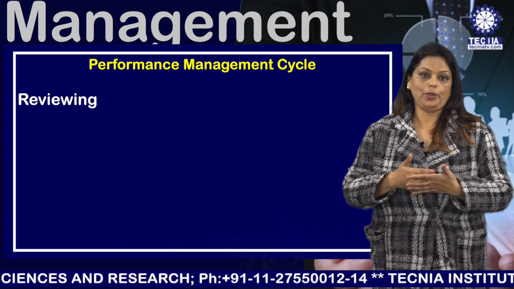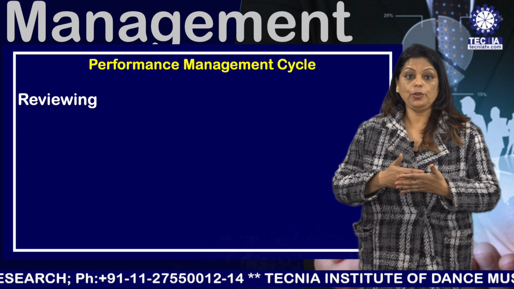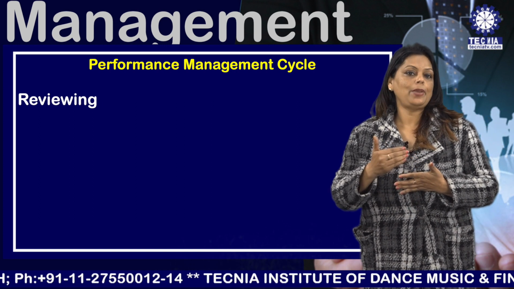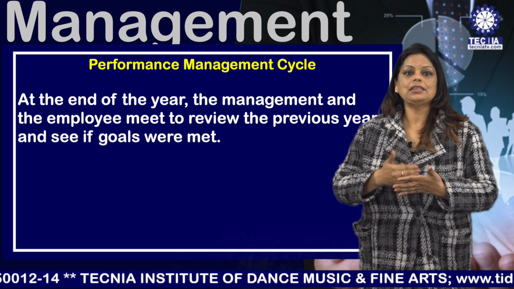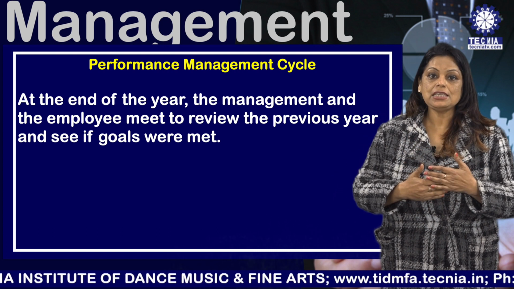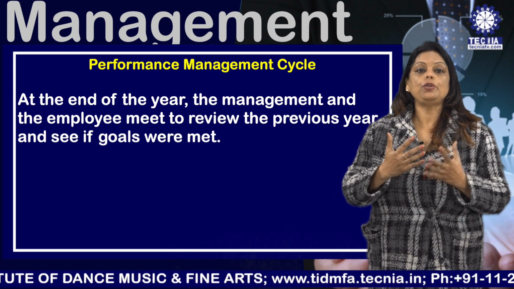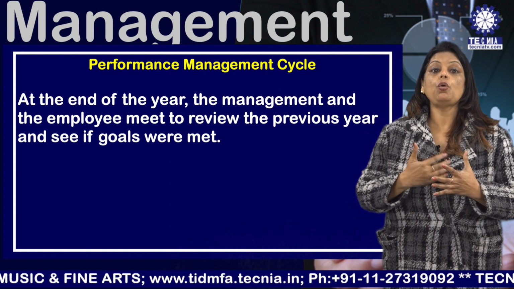Third is reviewing. What do you mean by the reviewing? Reviewing talks about the evaluation part. At the end of the year, the management and the employees meet to review the previous year and see if these goals were met or not. During the review, they check whether the targets were met or not.